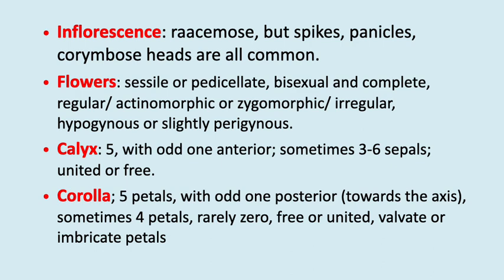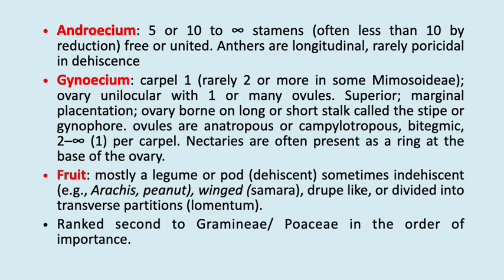Flower is sessile or pedicellate, bisexual and complete, regular, actinomorphic or zygomorphic, irregular, hypogynous or slightly perigynous. Calyx consists of 5 sepals with odd one anterior, sometimes 3 to 6 sepals, united or free. Corolla is made up of 5 petals with odd one posterior towards the mother axis, sometimes 4 petals, rarely 0, free or united, shows valvate or imbricate aestivation, and they are inferior if the flowers are hypogynous.